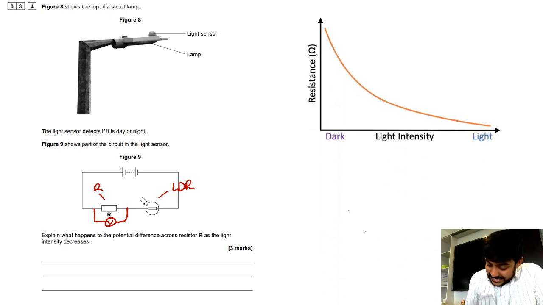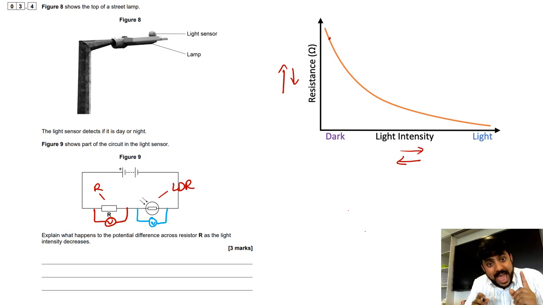When the light intensity increases, the resistance decreases. So when the light intensity decreases, the resistance increases. When it's dark, the resistance of the LDR is high. If the resistance of the LDR is high, then the potential difference across the LDR is also high. That's what's given. And that means the LDR takes a greater proportion of the potential difference from the battery than the resistor R, which means the resistor R will have less potential difference.